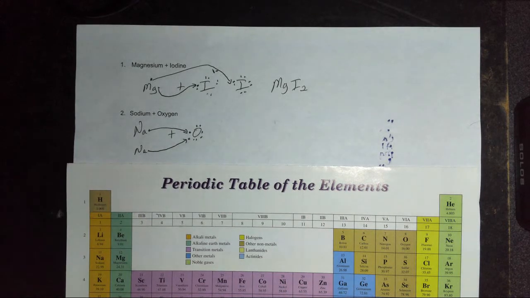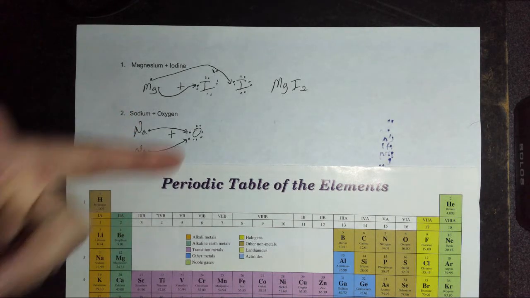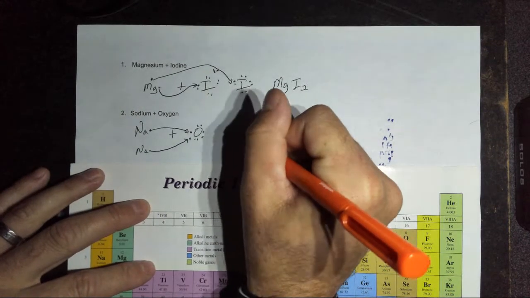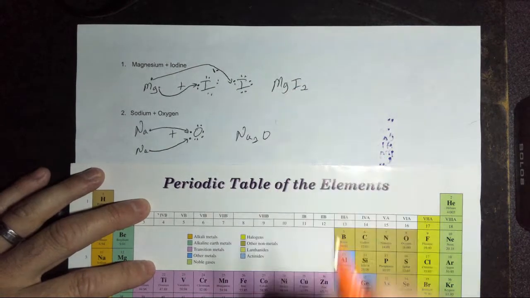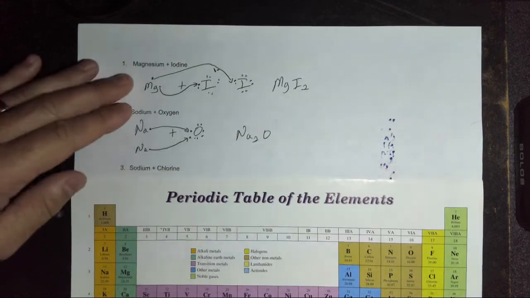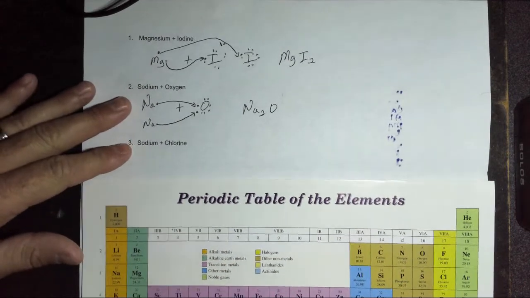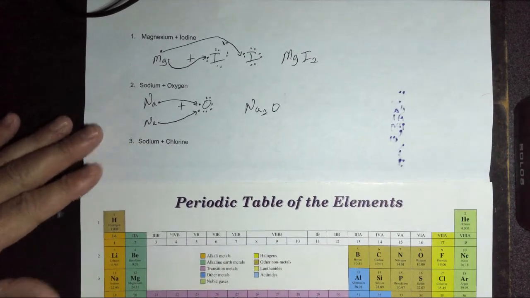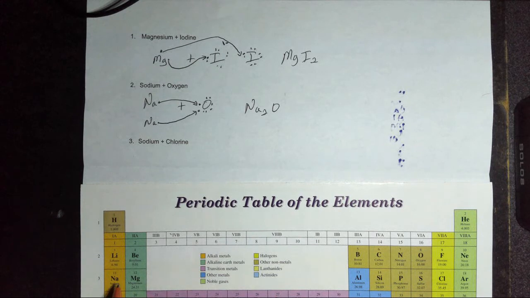So now our formula works as this. We've got 2 Nas, and we have 1 oxygen. So we do Na2O. So that's just sodium oxide. Okay, let's do one more Lewis dot, and then we'll do it a different way that I call the swap and drop. So sodium, okay, we just did sodium.